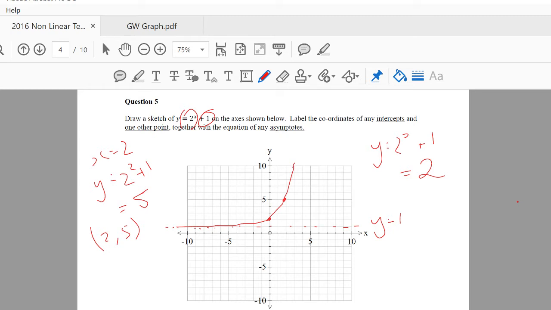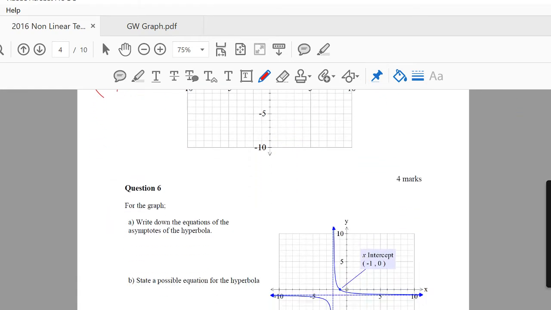And we've labelled our asymptotes, we've labelled everything. Label the coordinates of any intercepts and one other point. So we better put our coordinates in here. You've got to remember to do that. (2,5) is there, and (0,2) is there. There we go. Now I've got my full marks. There are many of you who are really naughty at labelling intercepts.